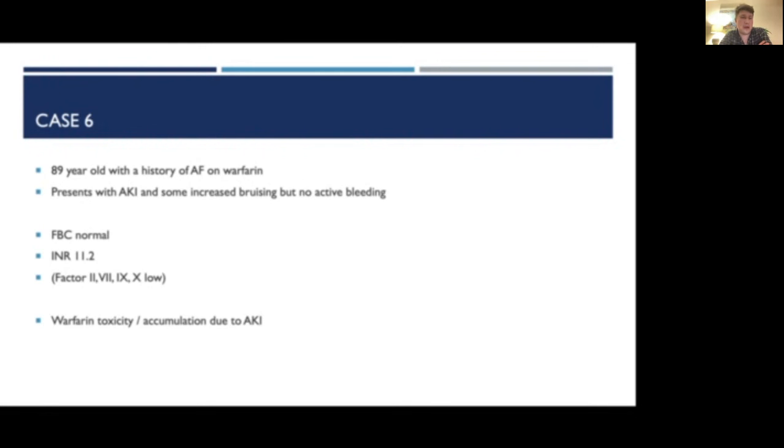And 2 milligrams would probably be enough to get this down. You might need another further dose to get it further down. But if you gave them 10 milligrams, you probably couldn't re-warfarinize them for weeks. And they'd need some sort of cover if they were high risk from their AF.